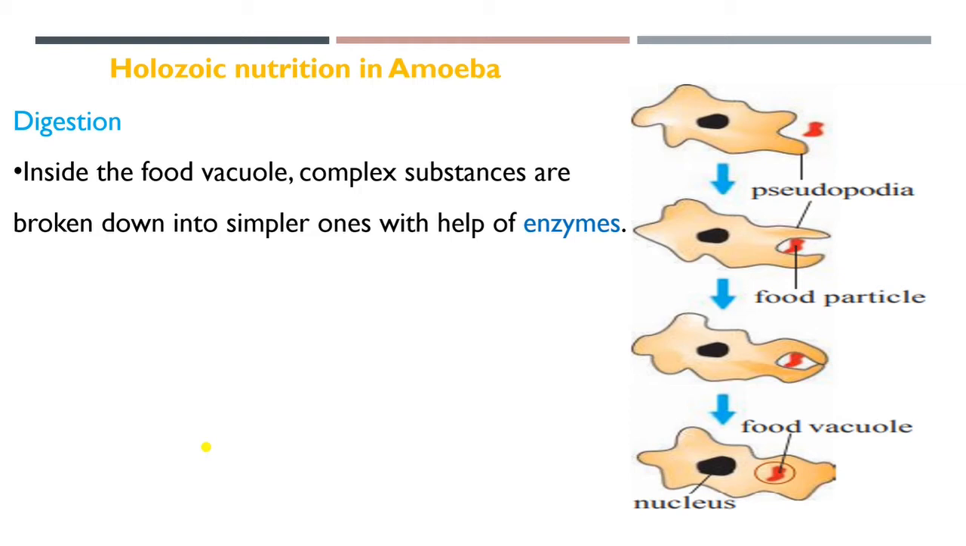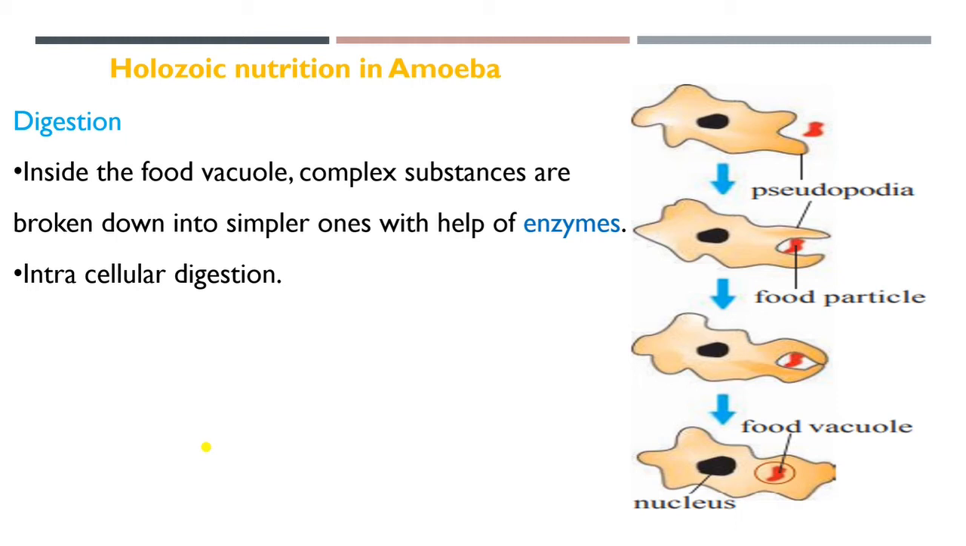The complex substances which are ingested into the cytoplasm, be they carbohydrates, proteins or fats, are digested or broken down into simple substances with the help of enzymes. These enzymes are secreted from lysosomes. They are one of the cell organelles present in the cytoplasm. Such type of digestion is called intracellular digestion. What is intracellular digestion? Food digested within the cell is called intracellular digestion.